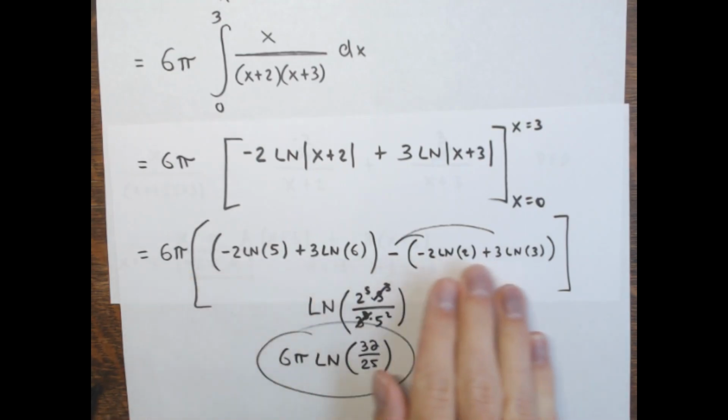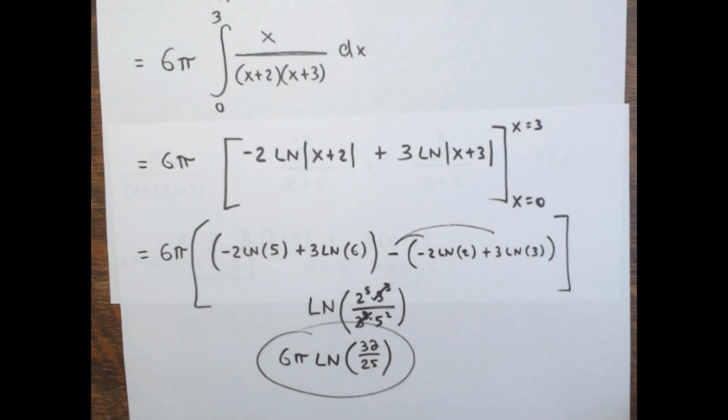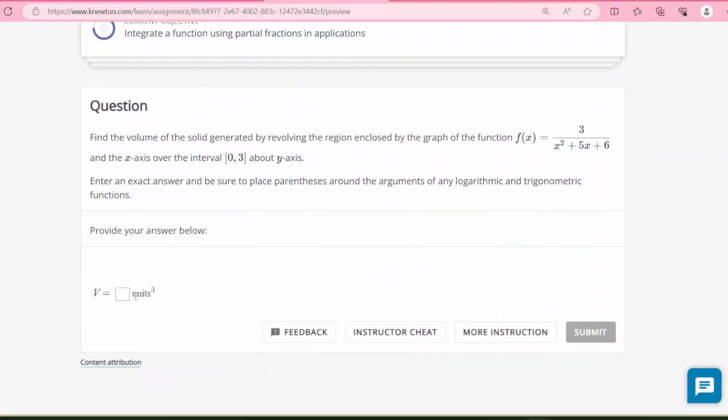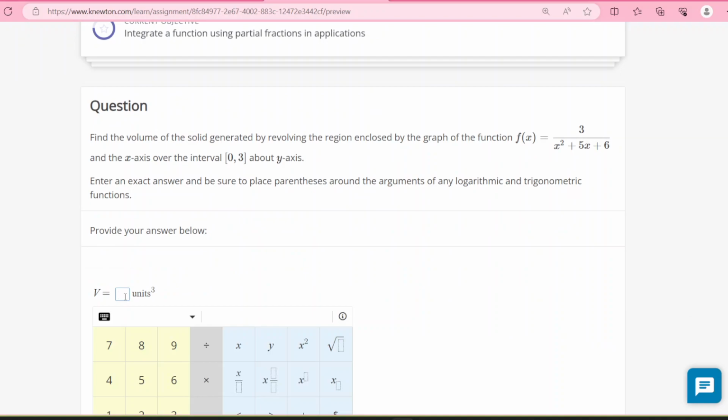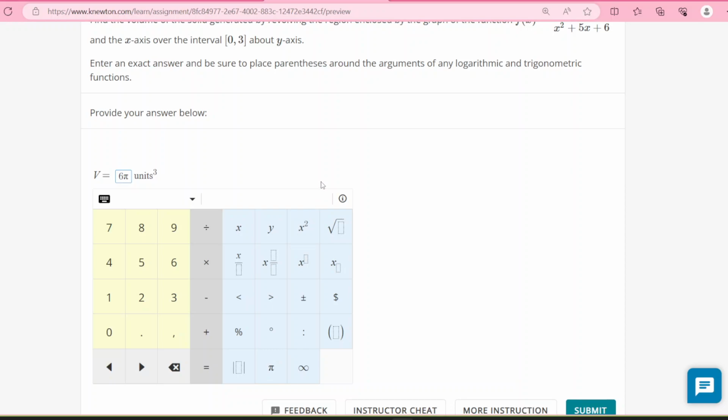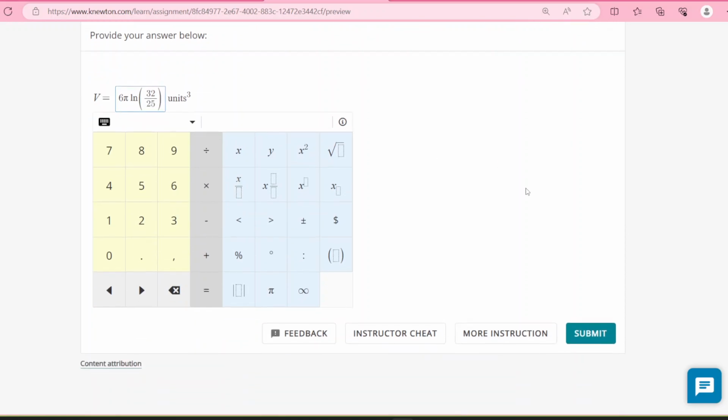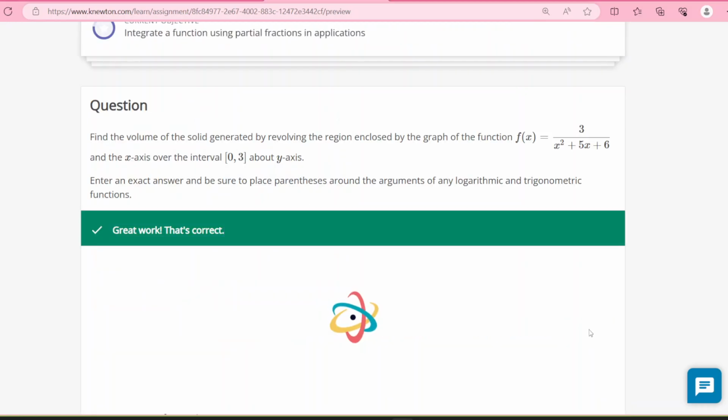Again, you could probably just type out all this up here and it would be fine. But I decided to put them together again. So 6 pi times the natural log of 32 25ths. Should be good, hopefully, if I didn't make any silly arithmetic errors.